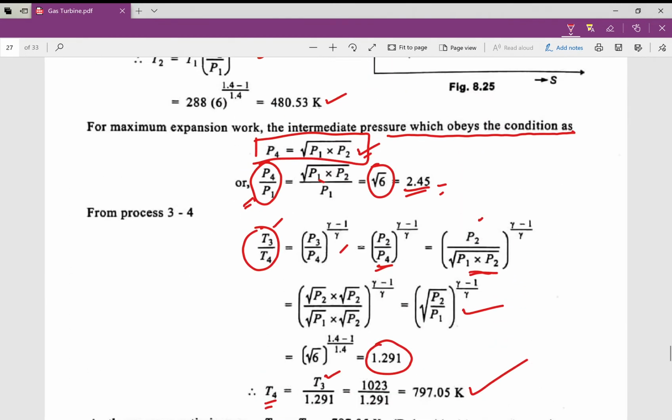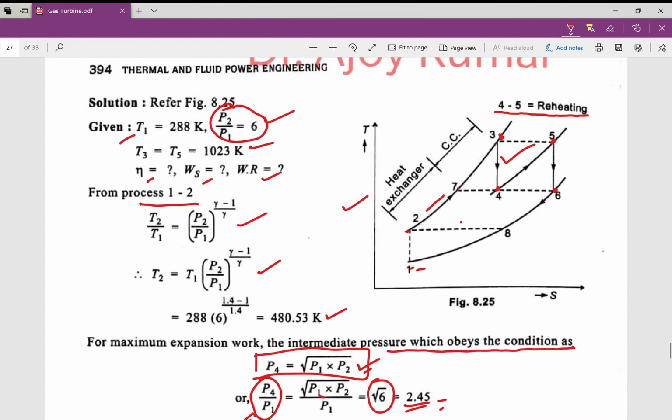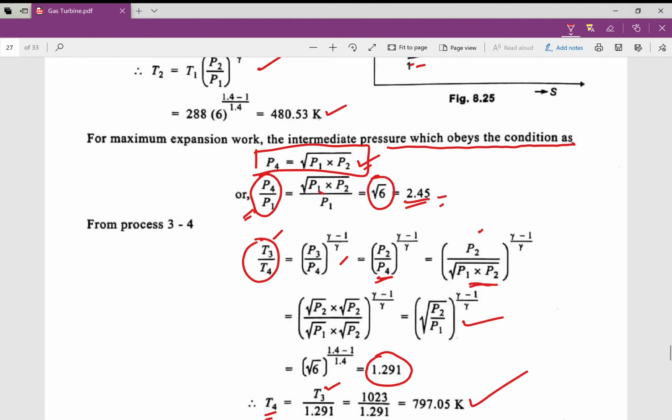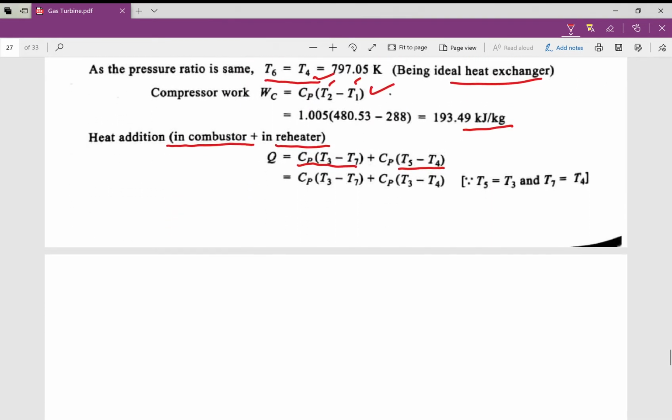Combustor is from point 7 to 3. So maximum temperature is T3, so T3 minus T7, and reheater is T5 minus T4. So that value is written over here: T3 minus T7 and then T5 minus T4, multiplied by the value of Cp.